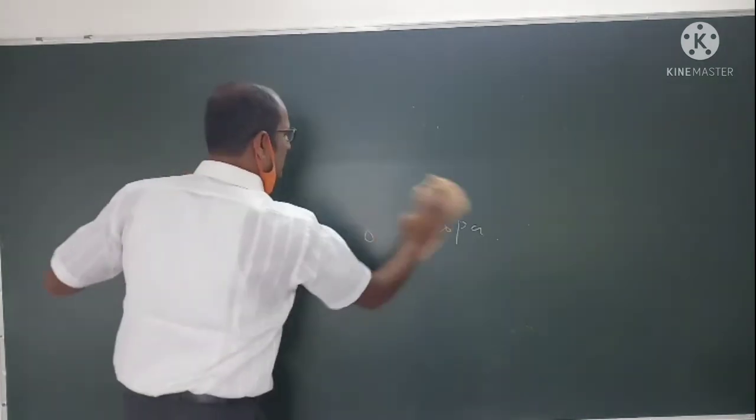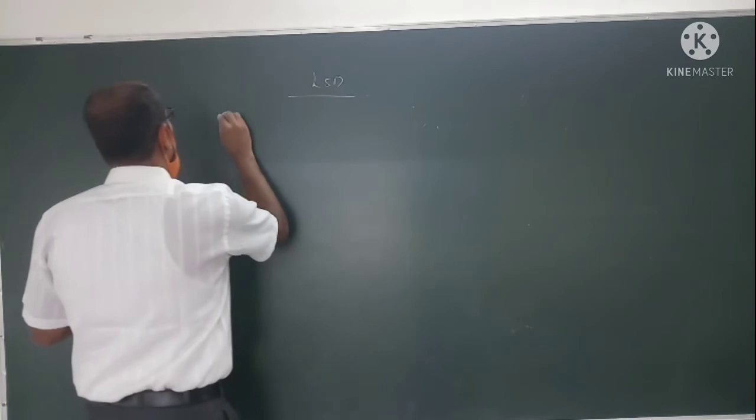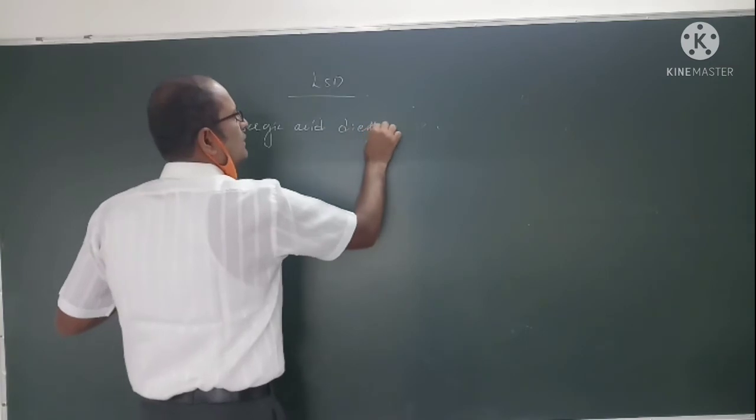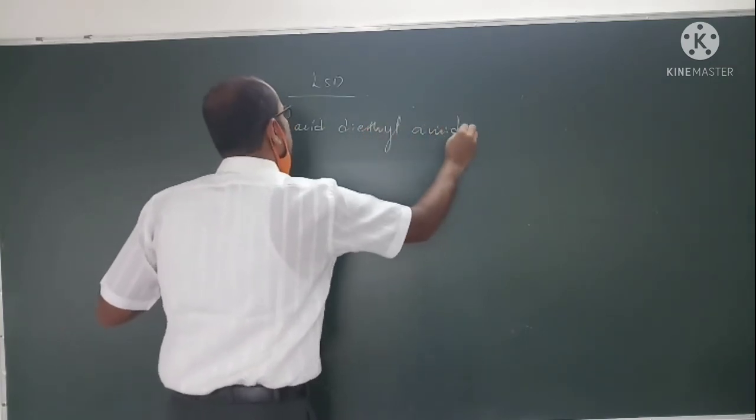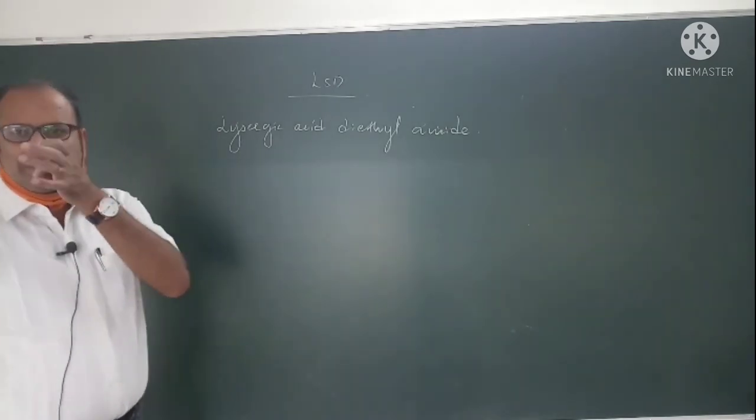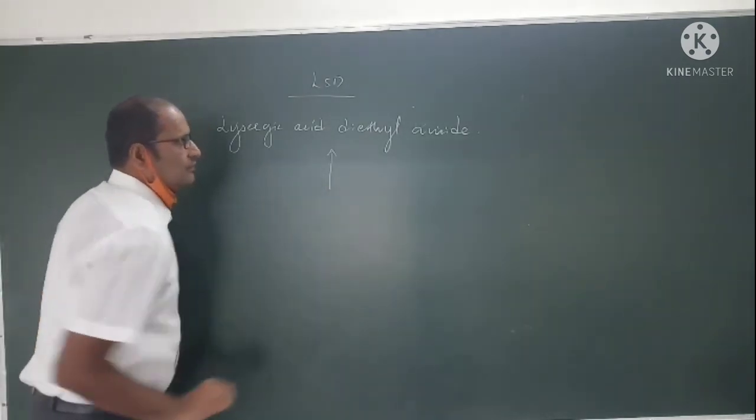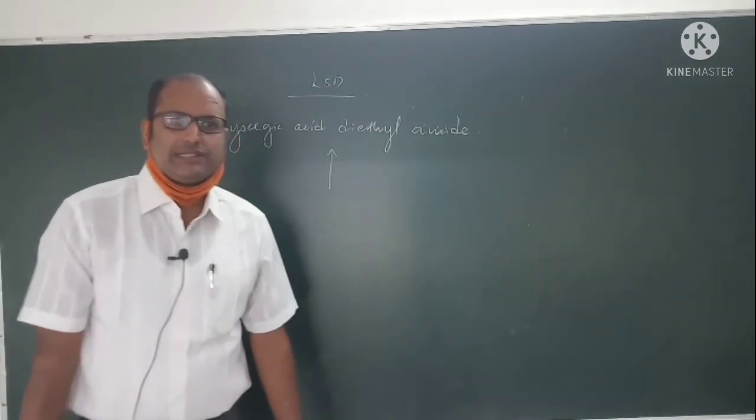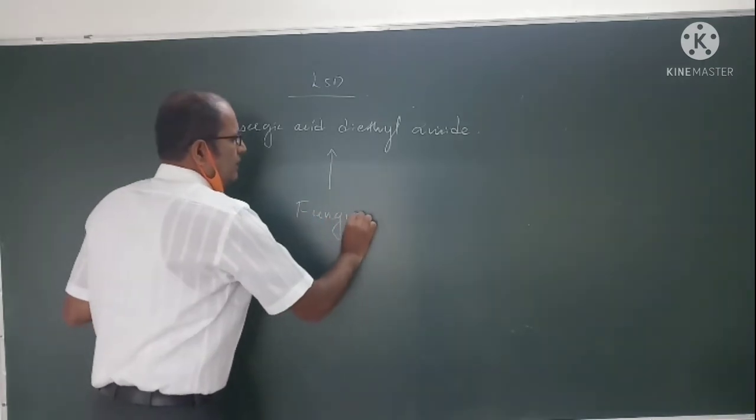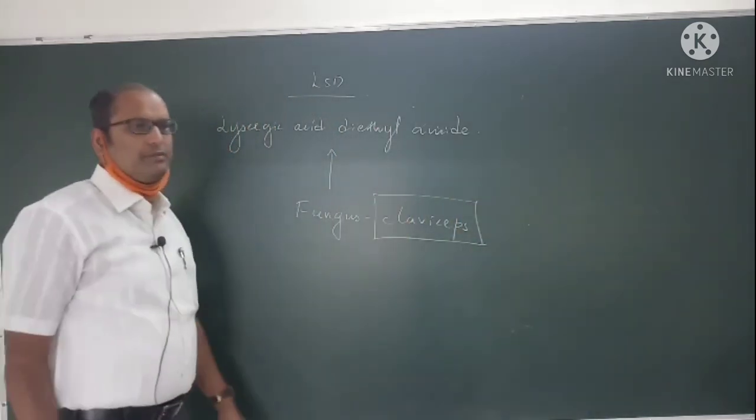LSD full form, the chemical name is lysergic acid diethylamide. Diethylamide, LSD, we call it. This is taken from a fungus. The fungus name is called Claviceps. From that it is obtained.